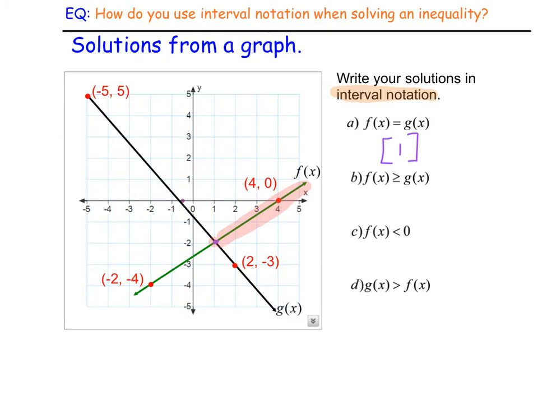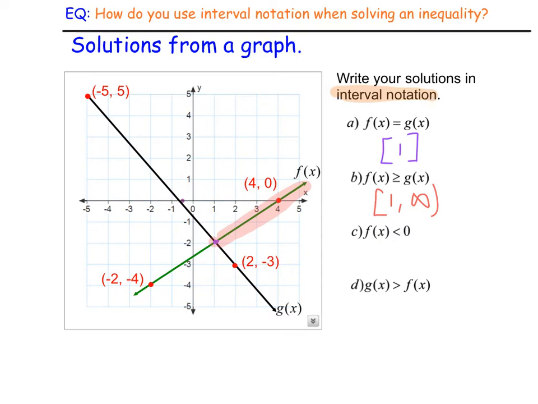So when is line f higher than or equal to line g? Well, it's equal at 1. As we roll along the x values here, it keeps being higher than g all the way forever. It's never going to dip back down because it's a line. So it starts at 1, which is going to be a bracket since it's equal to, and then it's going to keep going forever, being higher than g. So that's how that works.